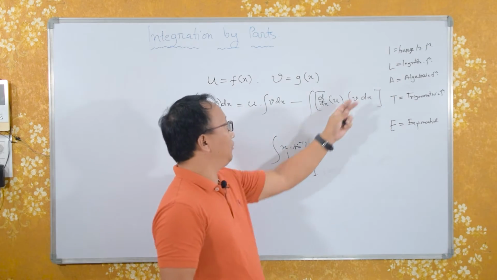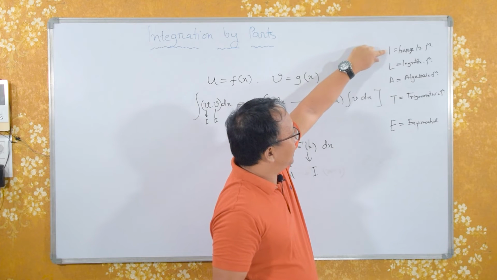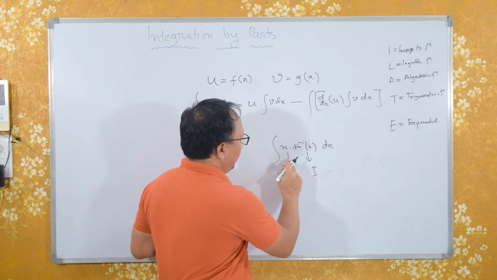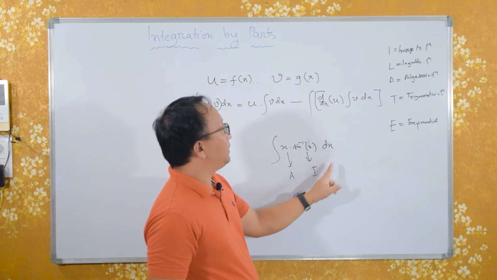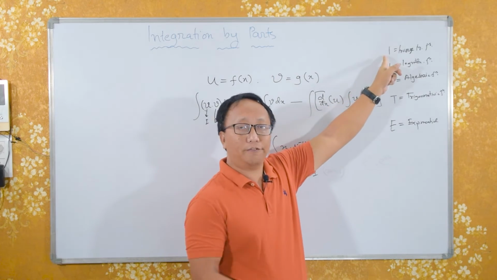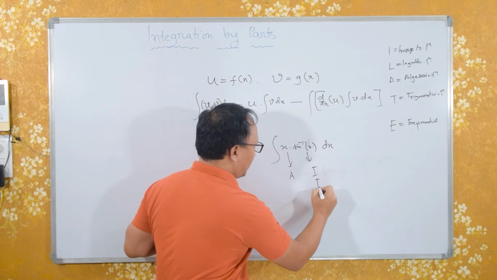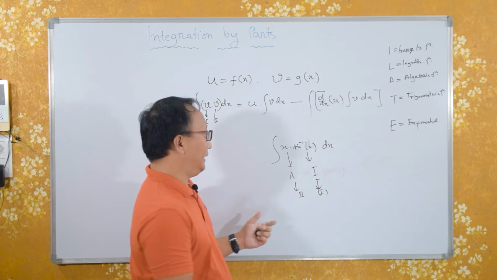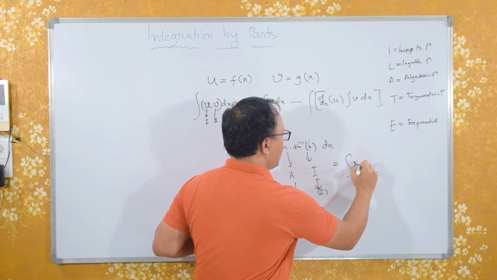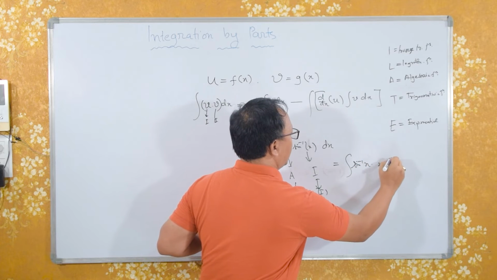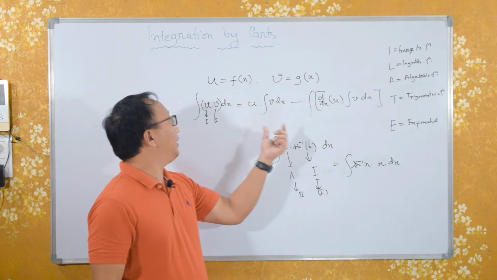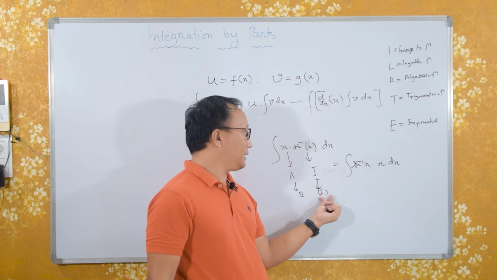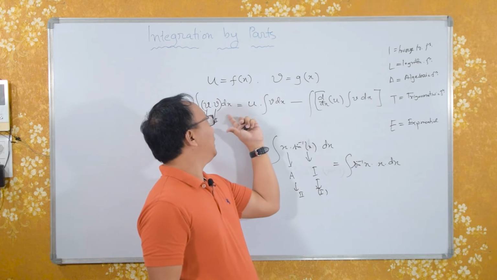So the preference goes in this order: 1, 2, 3, 4, 5. Over here I have algebraic and inverse trigonometric functions, so the inverse trigonometric function comes first. Therefore sin inverse x will be the first function and x the second function. So we integrate sin inverse x and x dx. Once the first and second functions are assigned, you can integrate by applying this formula.